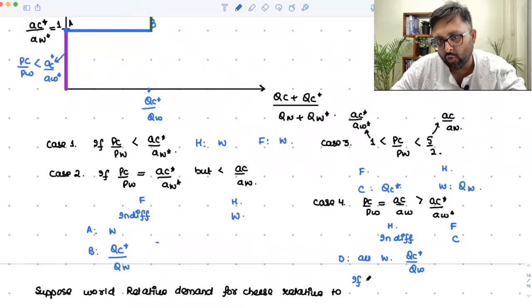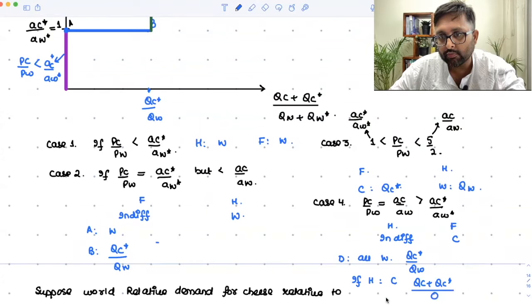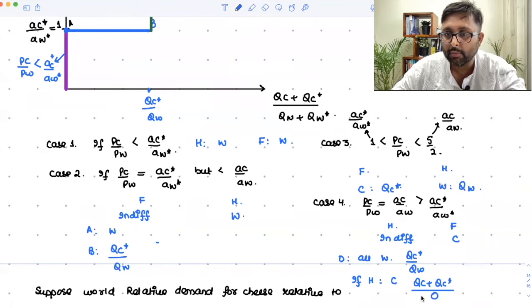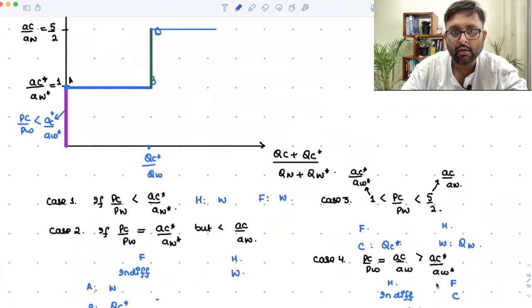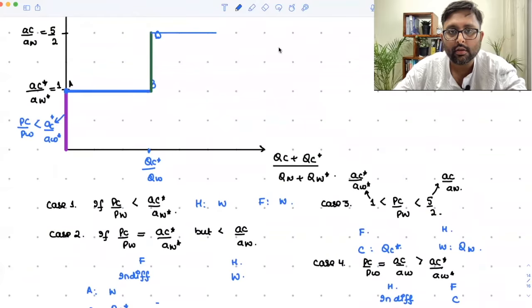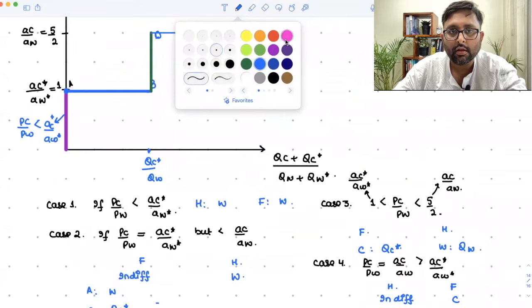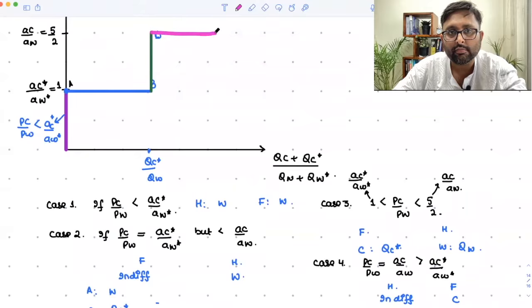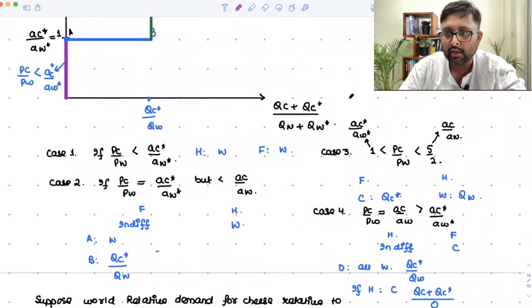But if home country produces all cheese, then the relative supply would be QC plus QC star upon QW, which is now upon 0, because now home country is not producing anything of wine. So in that case, this will be infinity. This will be infinity like this.